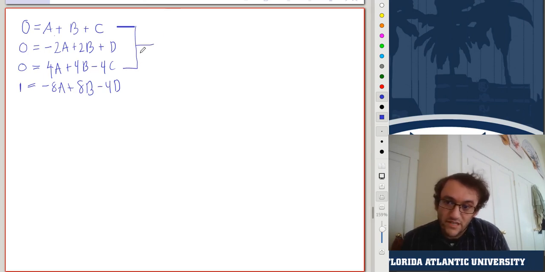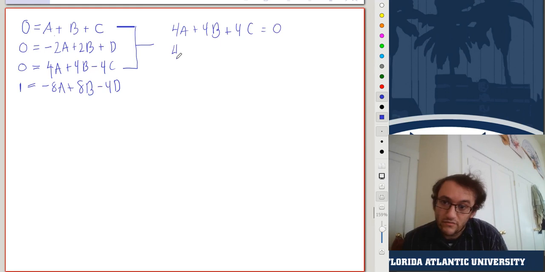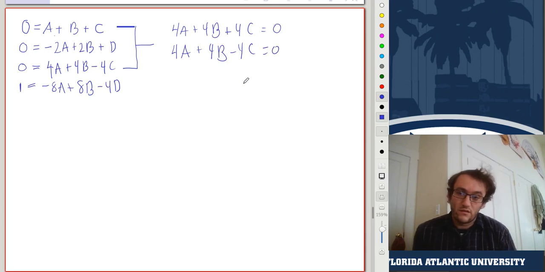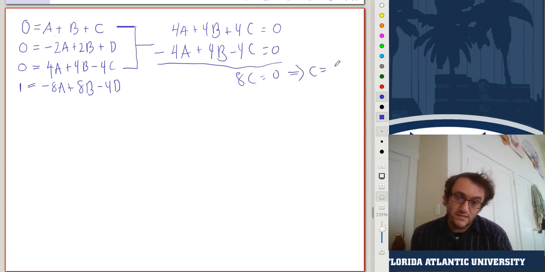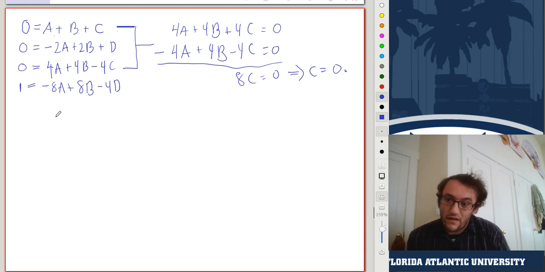if I take 4 times the first one, I get 4a plus 4b plus 4c equals 0, and 4a plus 4b minus 4c equals 0. And when I subtract those equations, I'm left with 8c equals 0, or c equals 0. Okay. So I can substitute that back in and find that a plus b is in fact equal to 0. Okay, and that's the information we get from these two equations.